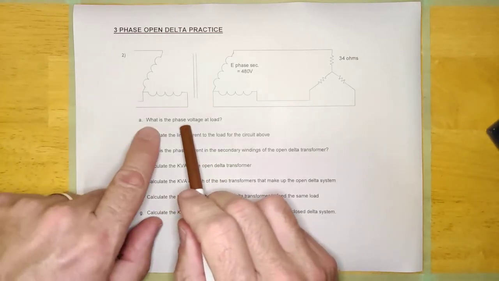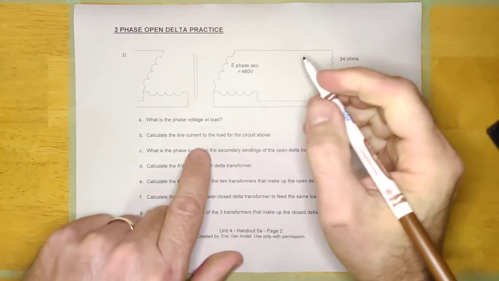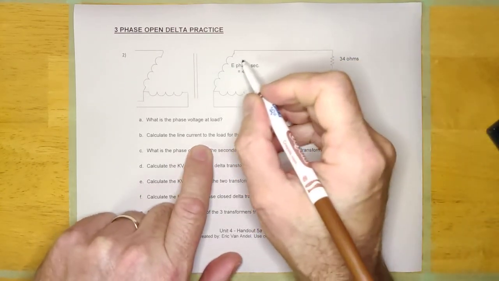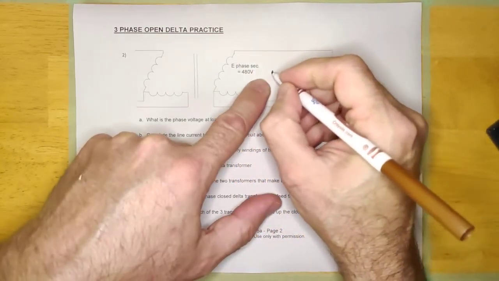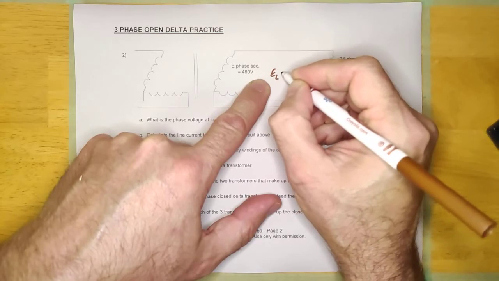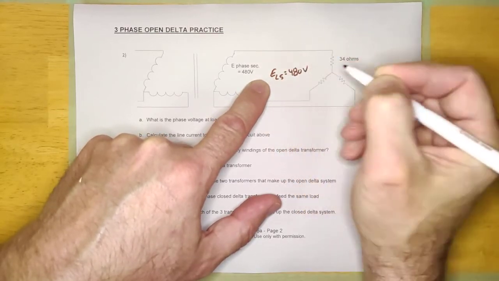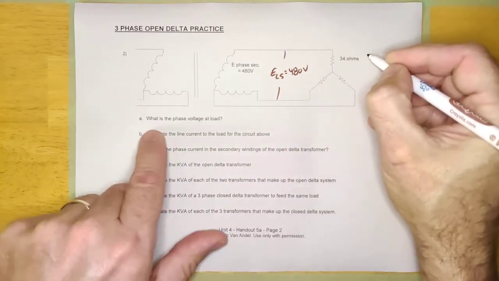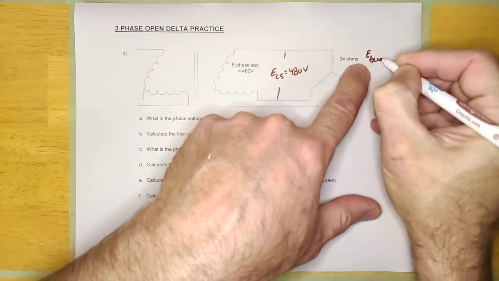What is the phase voltage at the load? We're going to take that voltage from phase to line to phase, okay guys? And E phase secondary is 480, and since E phase is equal to E line, E line secondary, guys, is also going to be 480, okay? Now that's from here to here. What it's asking about is the phase voltage at the load, so it's asking about E phase load, okay?